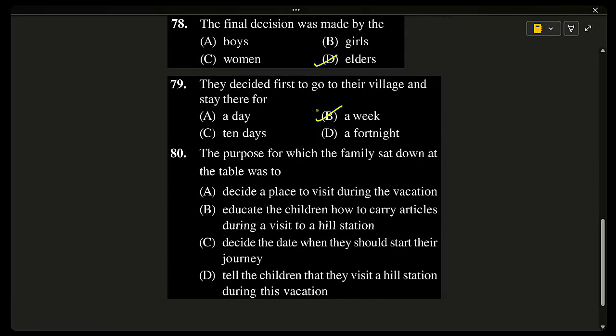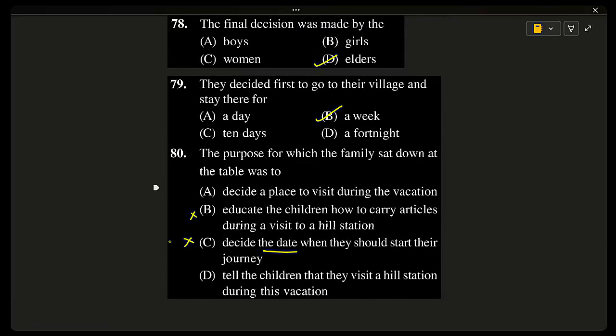And 80. The purpose for which the family sat down at the table was to. So why did they sit at the table? What is the reason? Decide a plan to visit during the vacation. Yes, this may be correct, but let us go through the other options. Educate the children how to carry articles during a visit to the hill station. No. Decide the date when they should start their journey. About the date, they are not discussing at all.